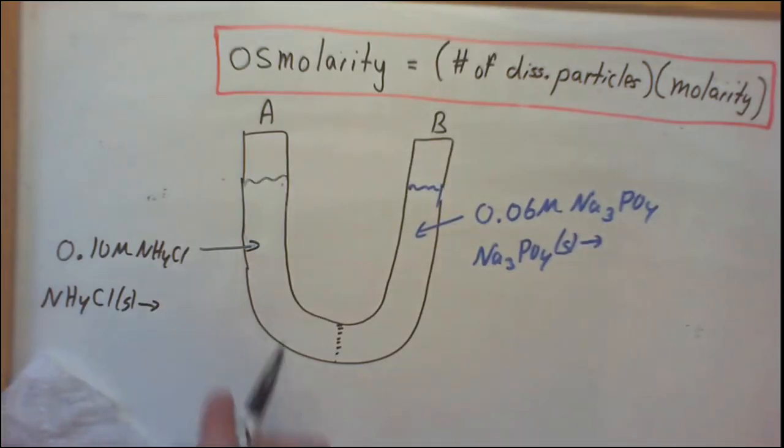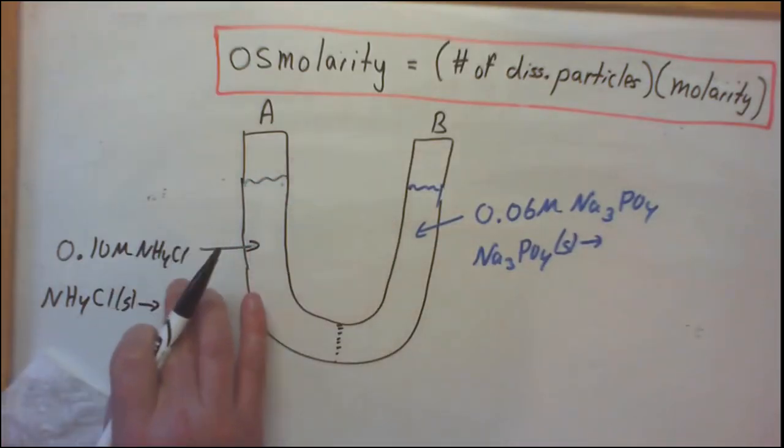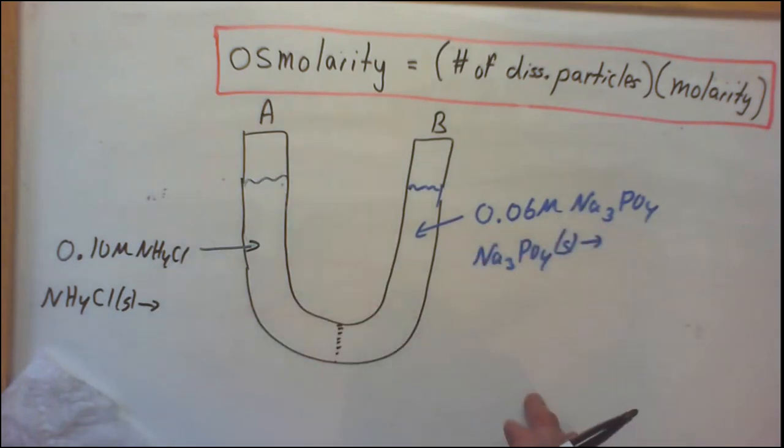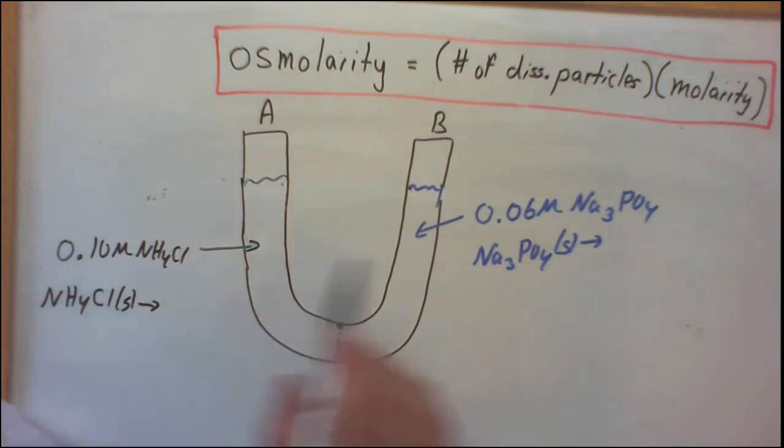Here we have our picture. Side A, we have a 0.1 molar ammonium chloride solution. On side B, we have a 0.06 molar sodium phosphate solution. And we want to know, through the semi-permeable membrane, whether water should flow from side A to side B, or side B to side A, or in fact, maybe no net flow of water. And that's based upon osmolarity. Water solvent will always flow from the side of lower osmolarity to the side of higher osmolarity. So we don't want to compare molarities, but like with freezing point and boiling point, we want to look at osmolarities.